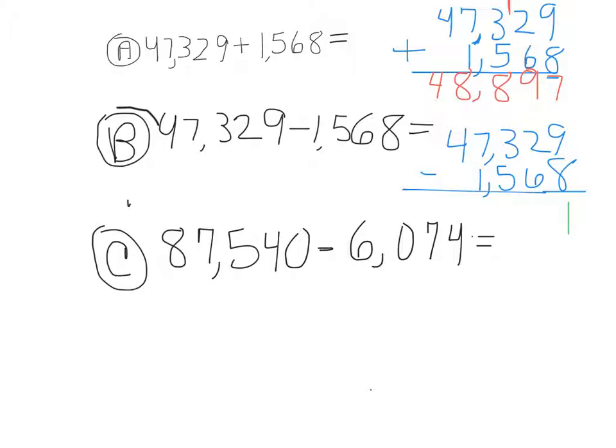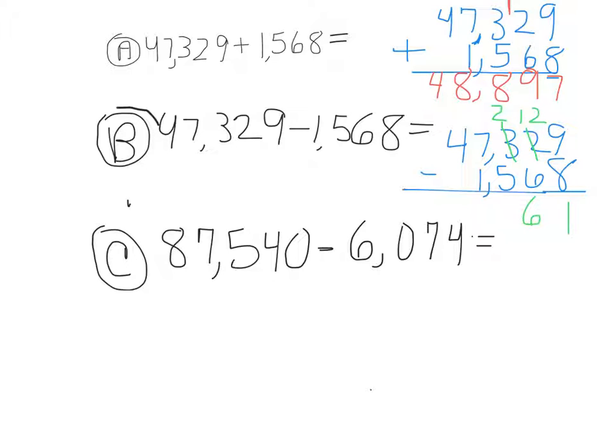2 take away 6, I need help from the neighbor, so I'm going to cross out the 300s and make that 200s and make my 2 10s 12 10s. So basically I took away 100 and exchanged it for 10 more 10s, which is the same as 100. So now I've got 12 take away 6 is 6.